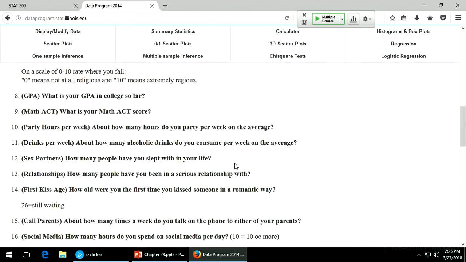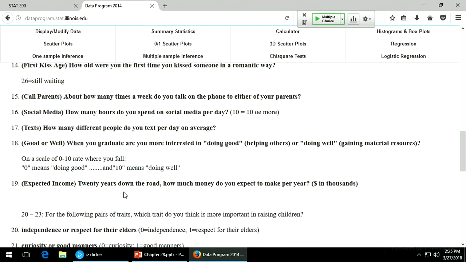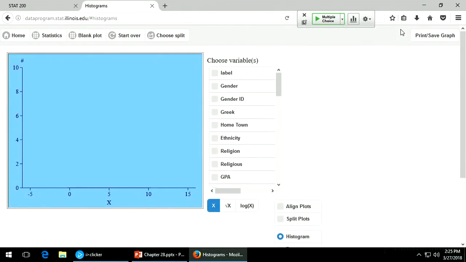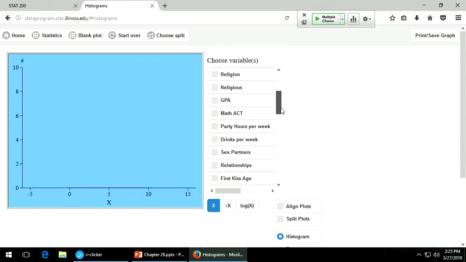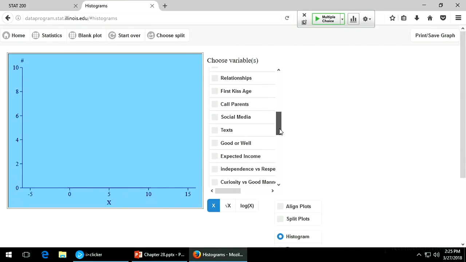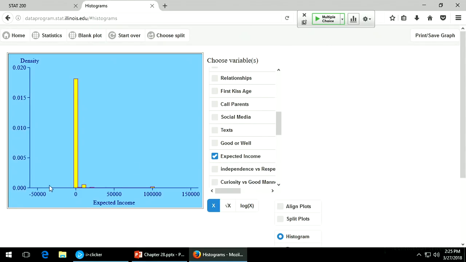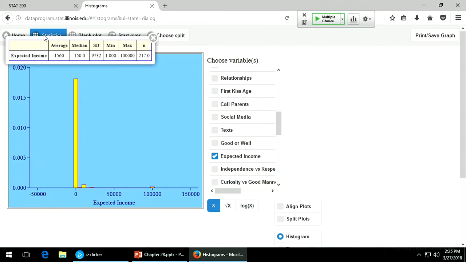I asked you guys, question 19, 20 years down the road, this is your data from survey 2, how much money do you expect to make per year in thousands? This was one of the questions. And if you look at the histogram without any transformations, look what it looks like. It just looks like all you see is this giant spike around zero. Well, nobody answered zero. Let's see what they are.